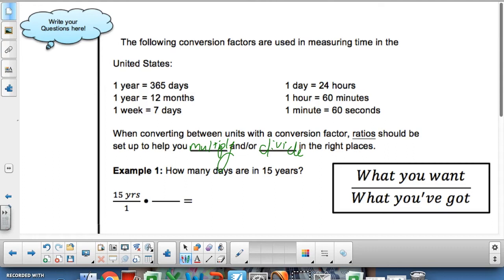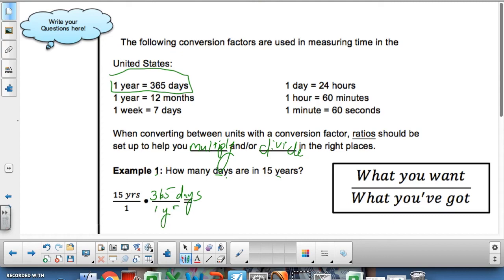So what they want to know is how many days are in 15 years. So you're going to start out, your first ratio is going to be 15 years, and we just put it over a 1 because we're going to end up multiplying by some other fraction, so it's easier if you put a 1 there. We want to look up into our conversion factors that we've got up here and see, do we have one that compares days to years? Luckily we do, right here. So I'm going to put what I want, days, so 365 days, over what I've got, which is my year. So 365 days is equal to 1 year.